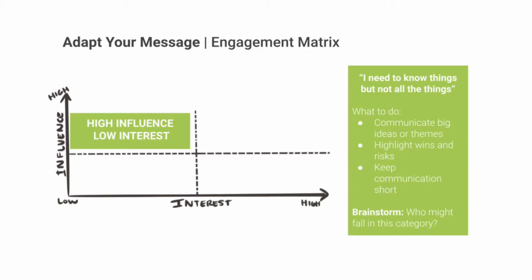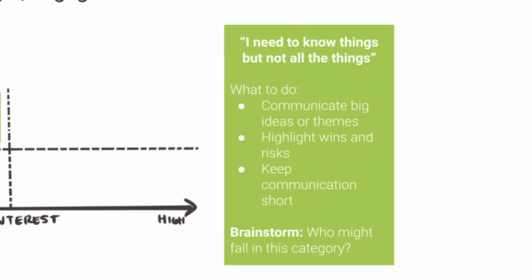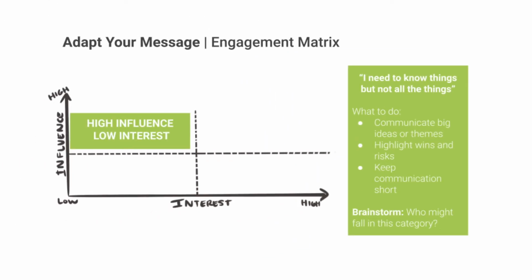So when we look, at the top left corner, particularly at our high influence, low interest folks, great ways to engage them are to really think about what are the quick hitting, high leverage points that they need to make sure that they're hearing on a regular basis. What are the big themes that they need to hear? What are the big takeaways that they need to move decisions forward? And keeping communication at that level.